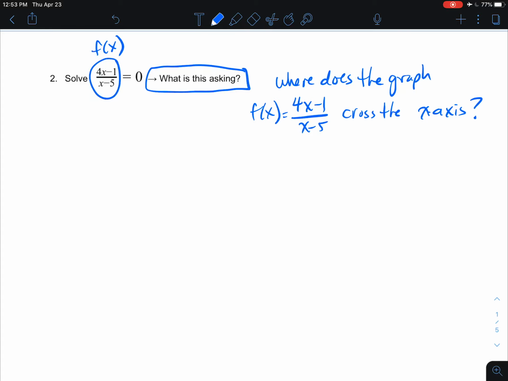So again, we could draw a graph of that function. We know that it has a horizontal asymptote at 4, is linear on the top and the bottom, and we can find all kinds of other information about it. But basically, we're asking when does it cross that x-axis? When does that occur? Okay, so let's tackle it.